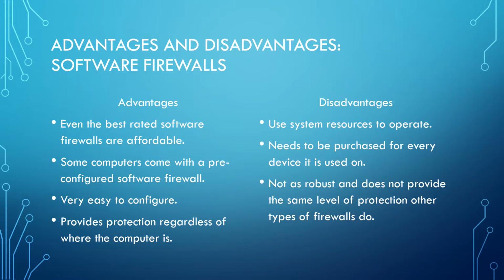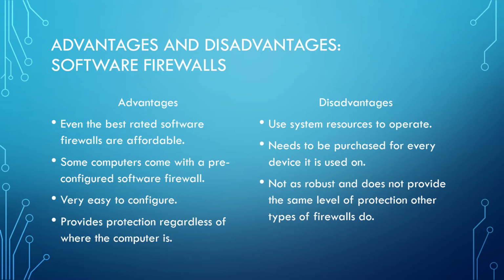Here are some of the advantages and disadvantages of software firewalls. Some of the advantages include even the best rated software firewalls are affordable. You do not have to spend an arm and a leg to get good, reliable protection these days. Some computers actually come pre-configured with a software firewall, such as Windows-based OSs come with Windows Firewall. They're very easy to configure versus hardware firewalls. They also provide protection regardless of where the computer is. Say you go to a Starbucks or the airport, and you're on Wi-Fi or hard connection. It is always with your computer.